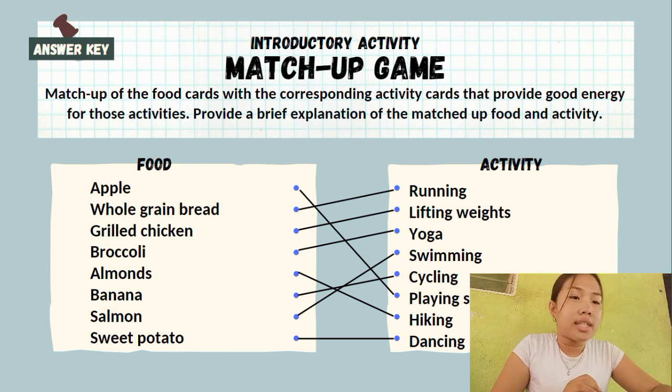Apple matches up to playing soccer, whole grain bread to running, grilled chicken to lifting weights, broccoli to yoga, almonds to hiking, banana to cycling, salmon to swimming, and sweet potato to dancing.